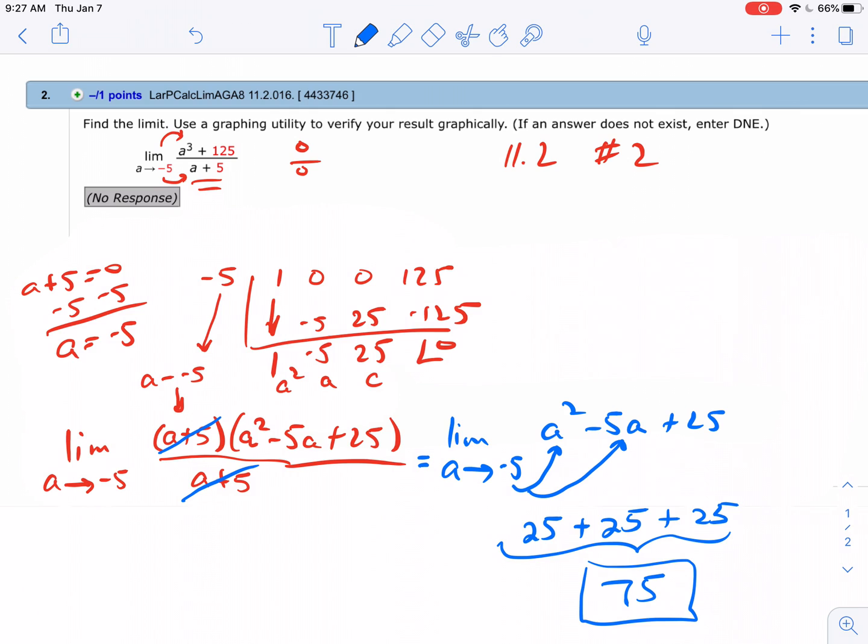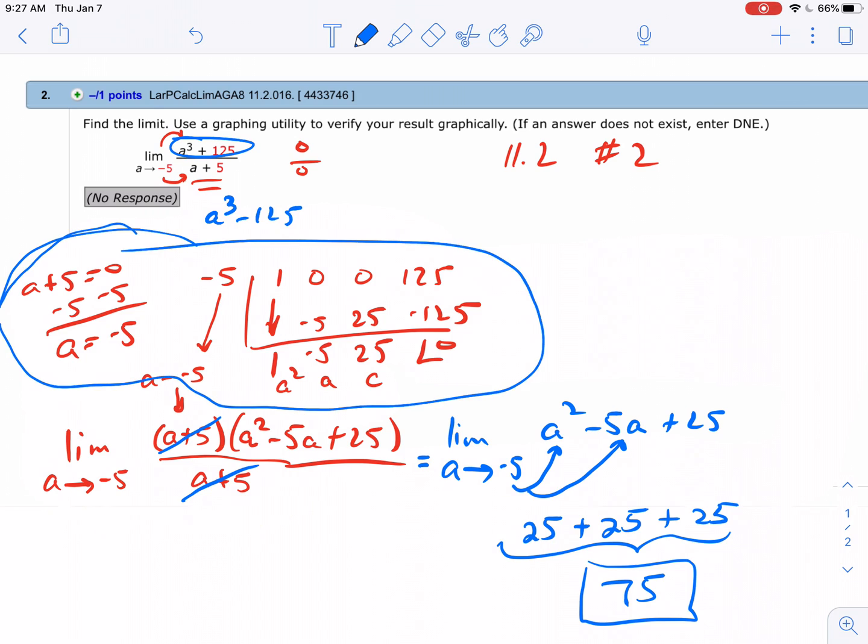Now, some teachers may teach the sum of cubes. This is called the sum of cubes. It could also be something like -125, which would be the difference of cubes. But I think we just check using this synthetic division technique, and that's how I ended up with these two factors down here.